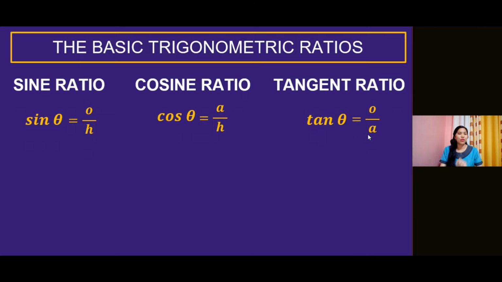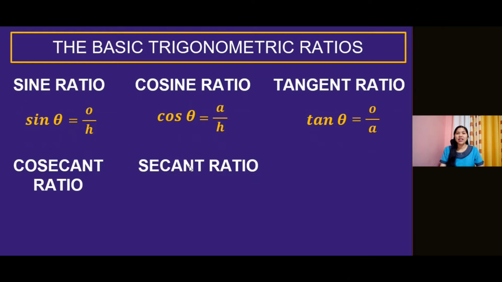So we have the first one, the cosecant ratio. Next, the secant ratio. And the last one, the cotangent ratio. Now, if you can observe, you cannot find these in your scientific calculator. So instead of using them, you can use their identities.